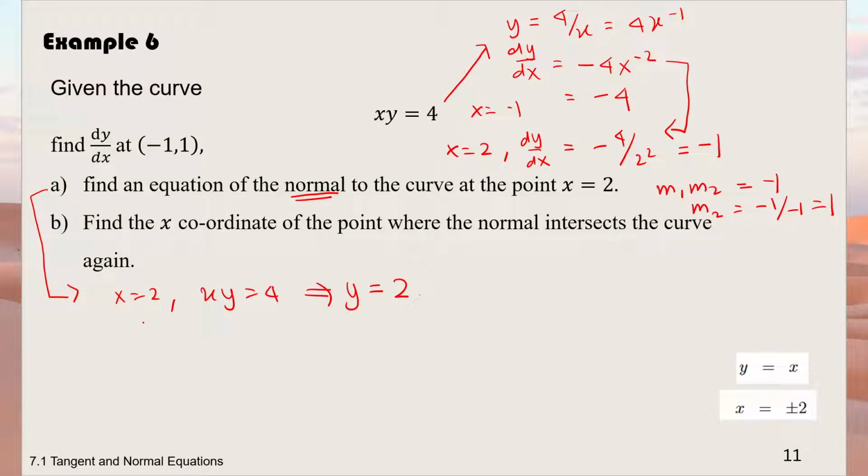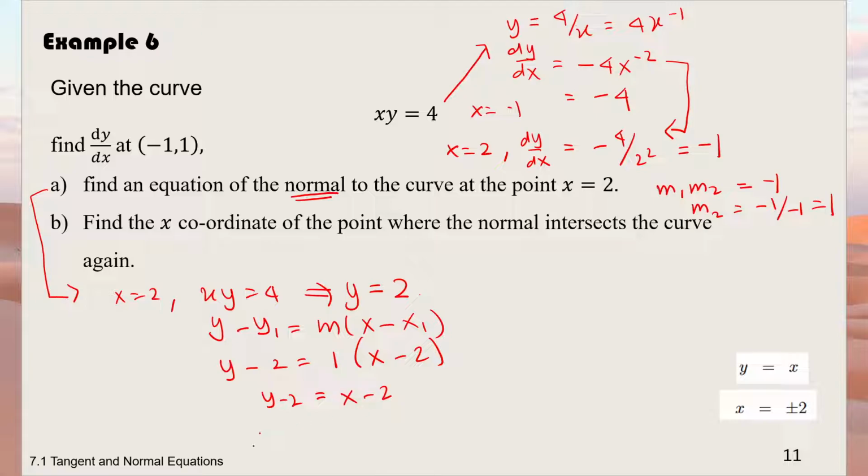And since the general formula is y minus y1 equals m times (x minus x1), so y minus 2 equals, remember, our m2 actually is 1, times (x minus 2). So I have y minus 2 equals x minus 2, and my y actually equals x. That's all. Find the x coordinate of the point where the normal intersects the curve again.